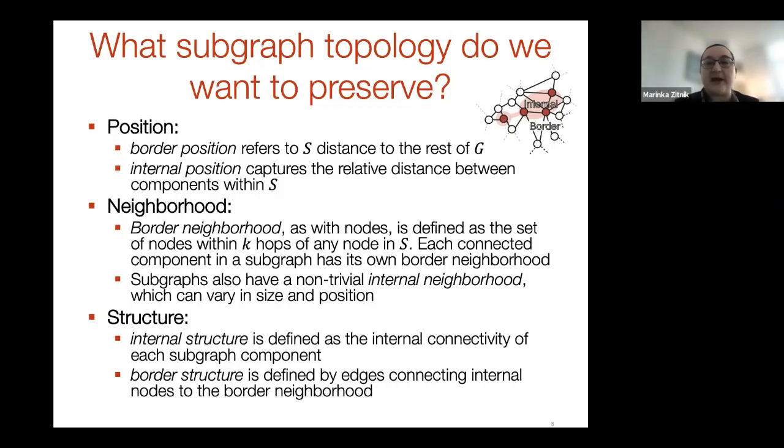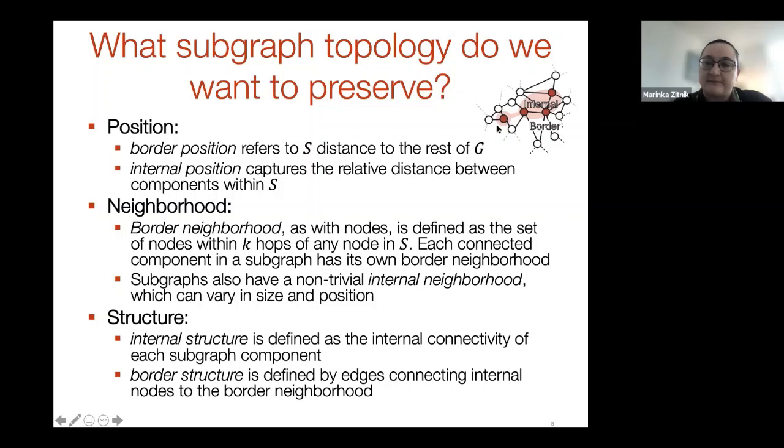And so these 3 aspects are known as position, neighborhood, and structure. These are the 3 aspects of subgraph topology, 3 properties that we want to preserve when generating embeddings of subgraphs. So the way we are approaching that in subgraph neural networks is the following. Our setup, as we have seen in the previous slide, is the underlying graph G, on which a large number of subgraphs S are overlaid.